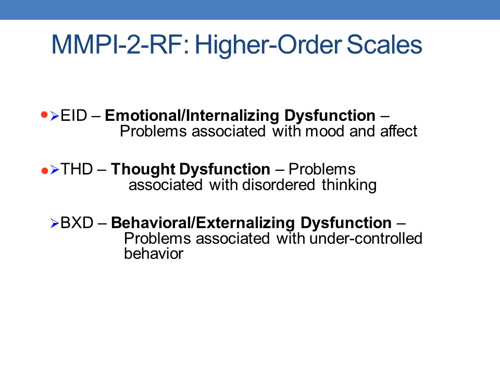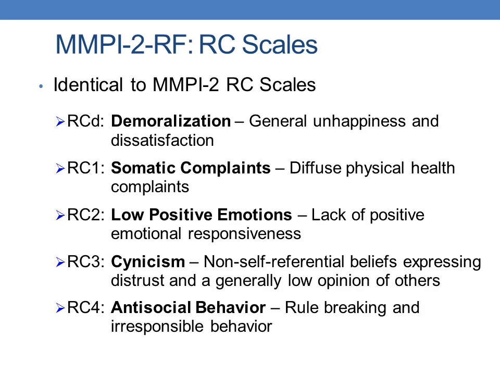The next one is thought dysfunction, which basically is associated with disordered thinking, psychosis, delusions, those sorts of things. And behavioral externalizing dysfunction identifies kind of poor impulse control, a tendency to act out in an under-controlled manner, really kind of alerts you to things like conduct-related problems, antisocial types of issues.